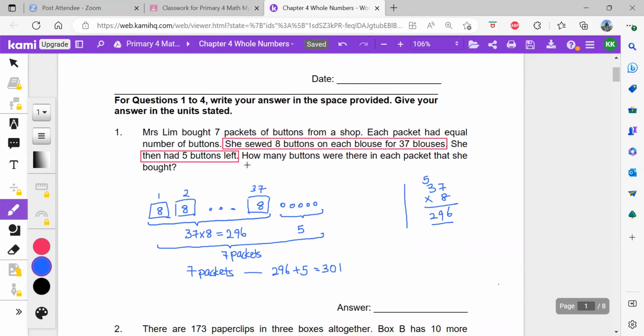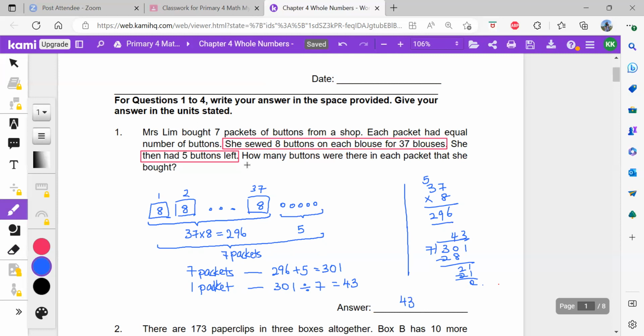So if 7 packets have 301 buttons, how many buttons does each packet have? So one packet will be 301 divided by 7, right? Split it equally into 7 parts. That'll give me 43. Again, you can do working here to show how you do 301 divided by 7. Okay, so my answer will be 43 buttons.